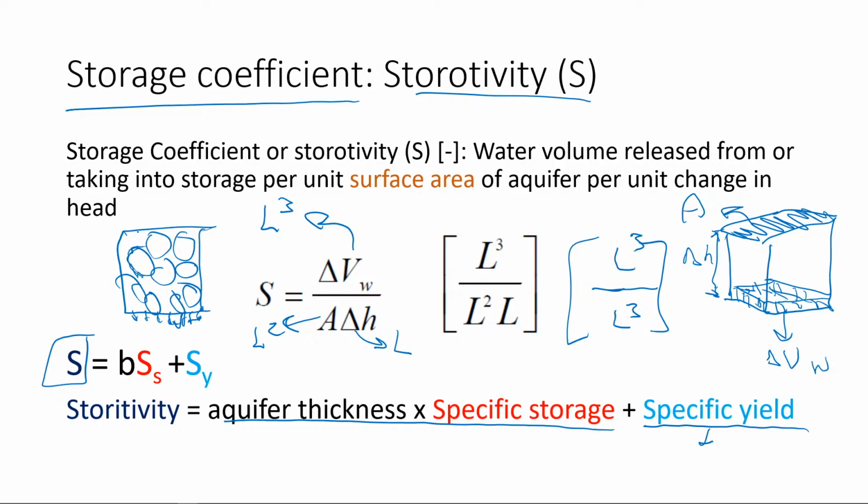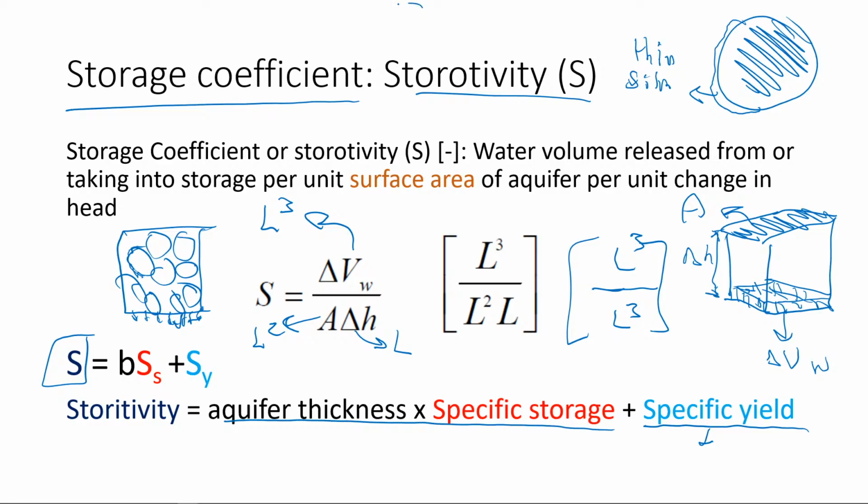If this is your sand or gravel particle, some water will stick on the surface of this particle, like a thin film due to surface tension. Then other water would be in a dead end pore. So you have a particle here, a particle here, a particle here, a particle here. This is called a dead end pore, for example, where the water will not drain. So this is the specific yield.